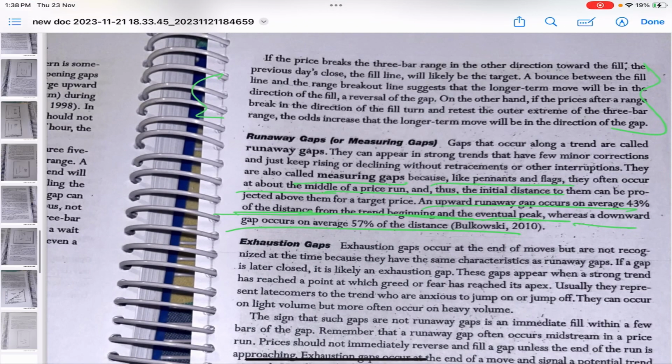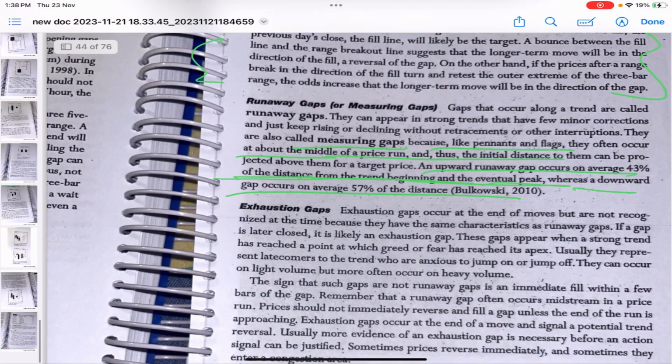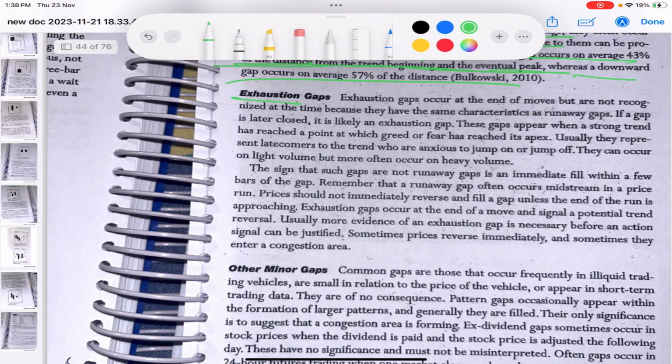Alright, now let's come to what is known as an exhaustion gap. You can understand by the word itself, it means exhausted, which clearly means that this is something bad, right? So exhaustion gaps usually occur when the trend is becoming weak, or when some particular move is coming to an end. Okay, so they occur at the end of the moves, but they are not recognized at that time because they have the same characteristic as the runaway gap. So just like the runaway gap, they also occur in the middle of the trend.